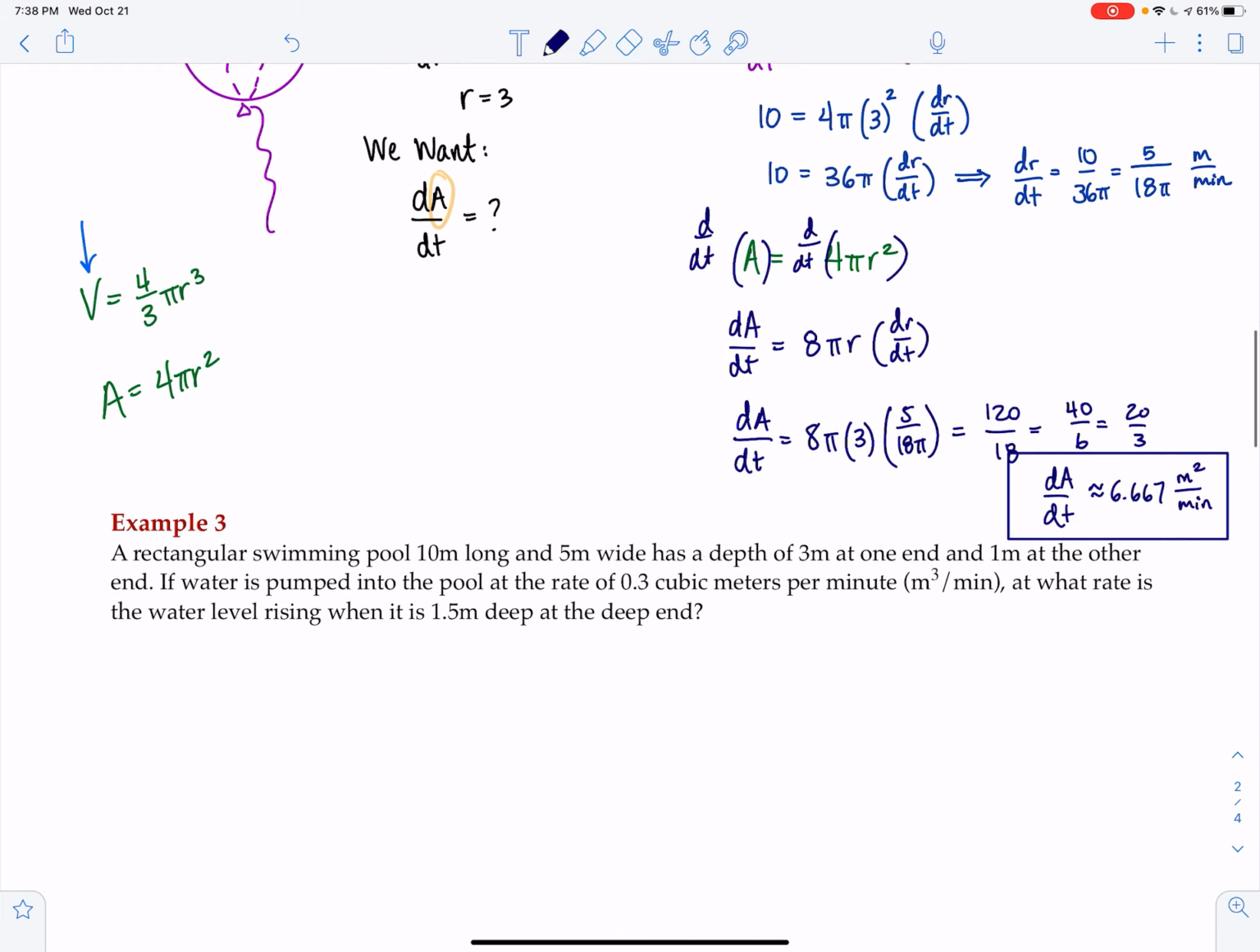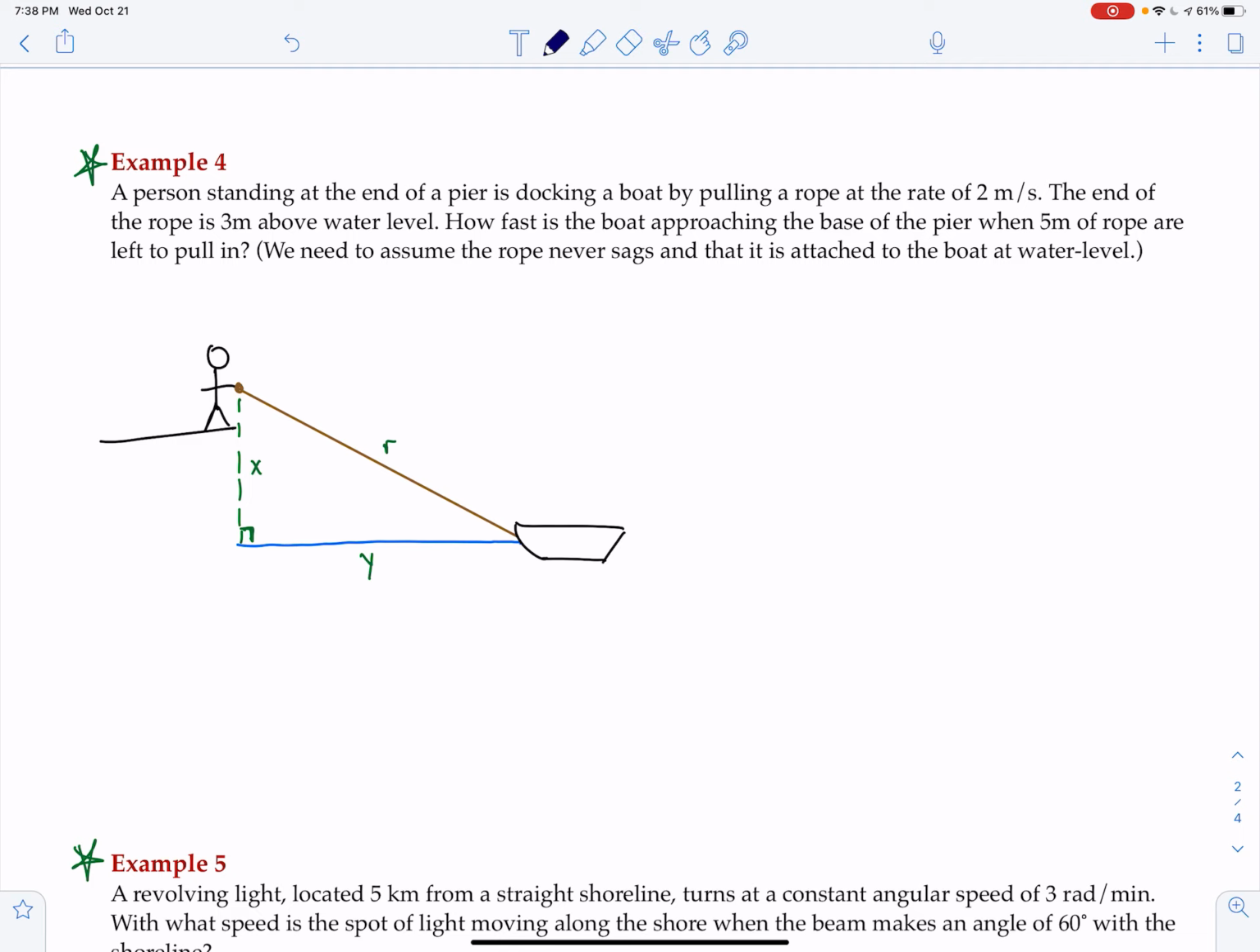Number 4, again, I've drawn a picture for you. More often than not, you will be given a picture unless it's a very simple scenario. And here we have a person standing at the end of a pier or a dock or a boardwalk, whatever word you have for that, kind of this platform out over the water, pulling a boat by a rope at the rate of 2 meters per second.